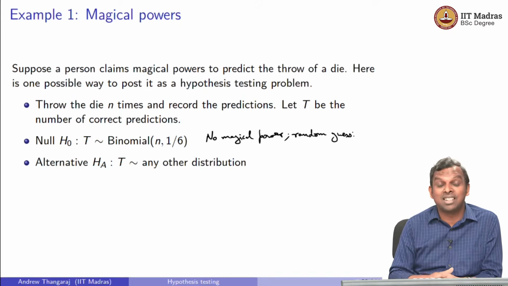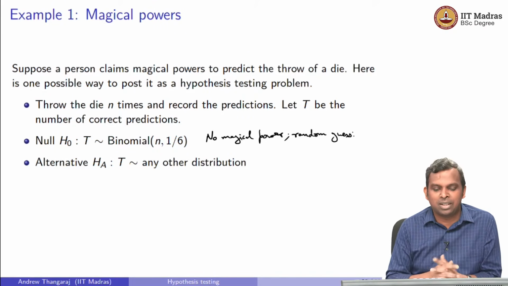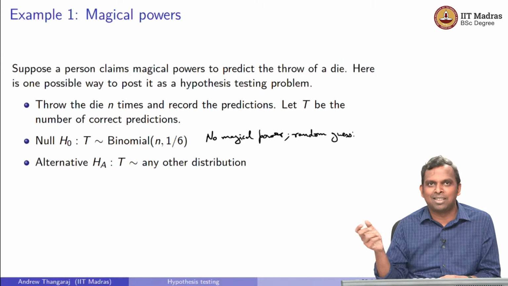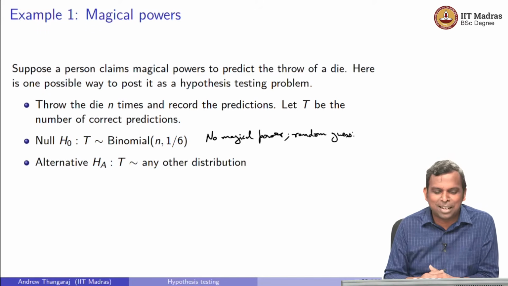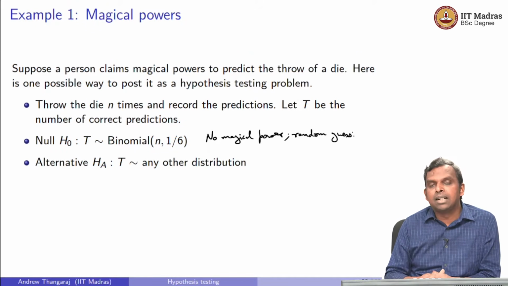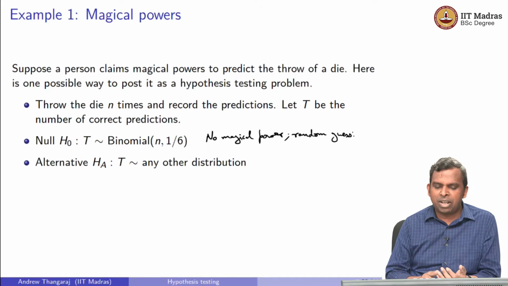I mean, all these things are built into it. It's in controlled conditions. The controlled conditions of the experimentation is extremely important here, right? Otherwise it doesn't make any sense. If there's some wireless transmitter or something, then it doesn't enter the picture. Okay, but this is your null hypothesis. The alternative is that this T is any other distribution. So this is the way I'm setting it up.